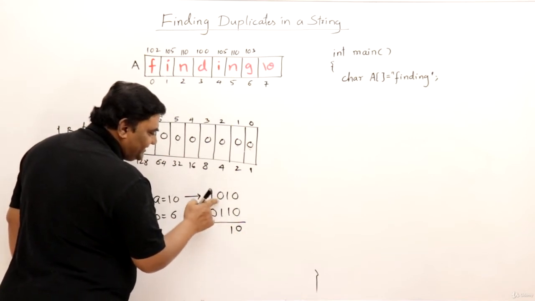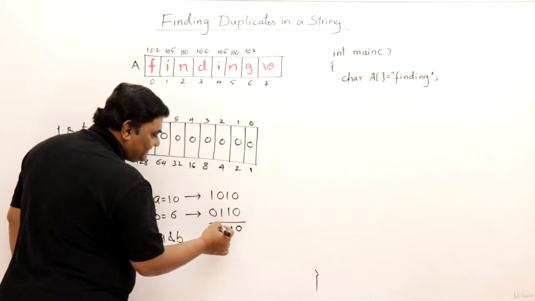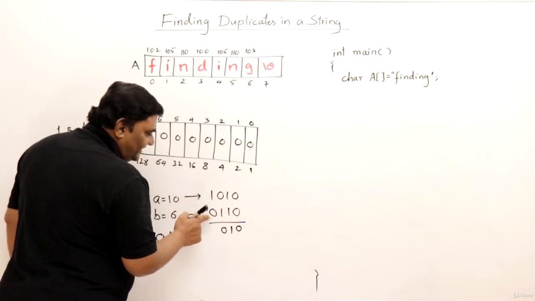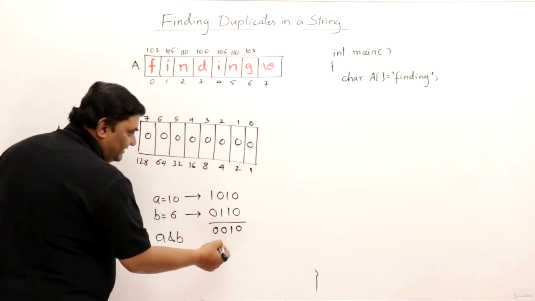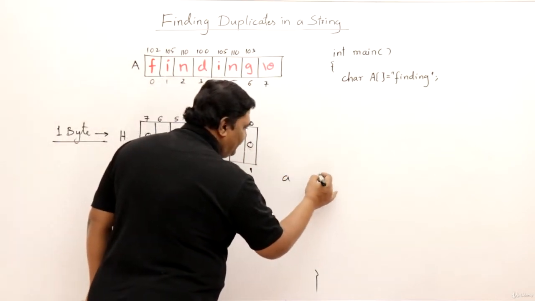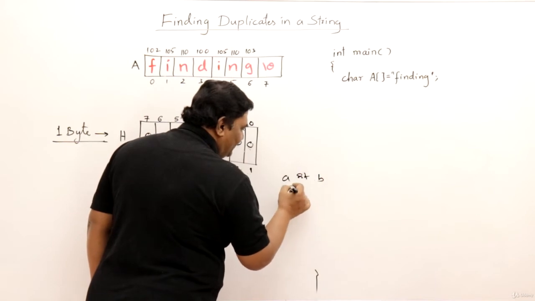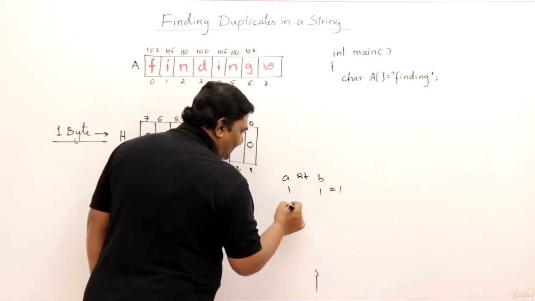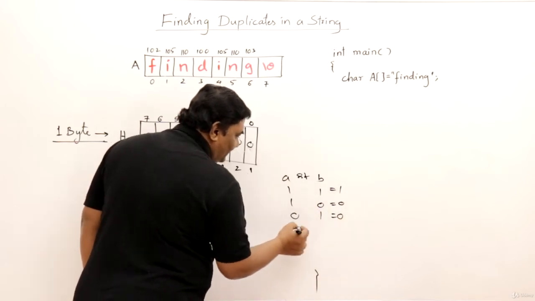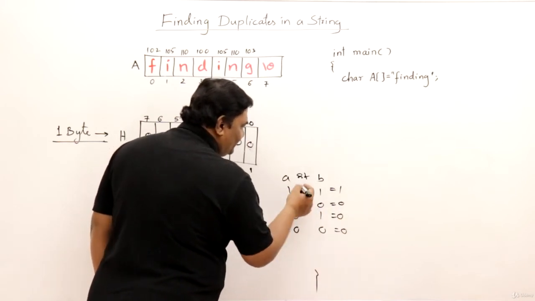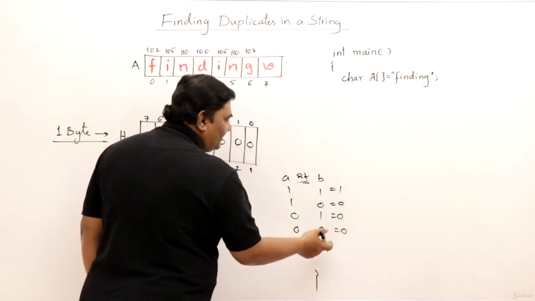So 0 and 1 means false and true, is false. Then 1 and 0 means true and false, is false. So you may be knowing this if you have A, B and you are performing AND. So this is 1 and 1 is 1, 1 and 0 is 0, 0 and 1 is also 0, 0 and 0 is also 0. So when you perform AND operation, then this is the result.